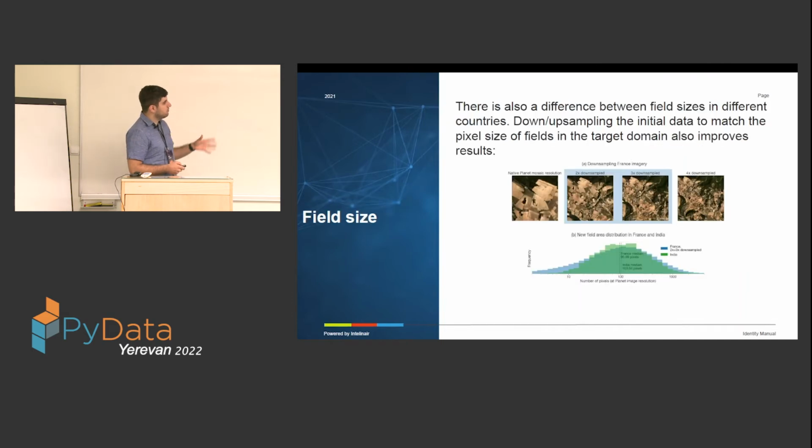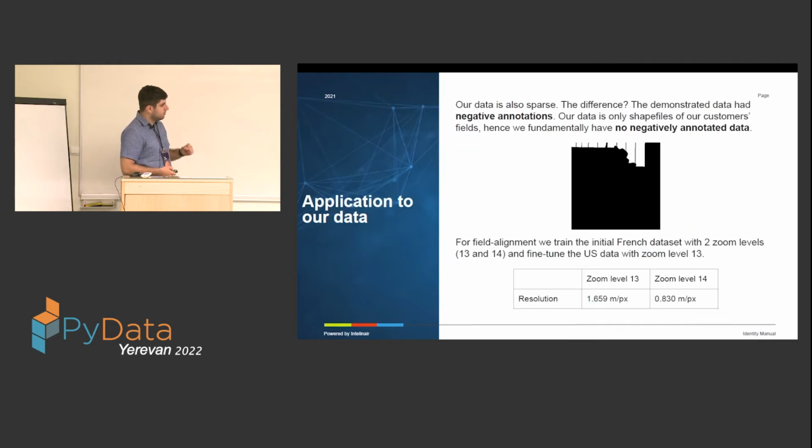And for the field size symmetry that they try to get, the same pixel size, we've done this as well. American fields are larger on average than French fields, and thus we have trained on the French dataset at a mix of Mapbox Zoom level 13 and Zoom level 14 resolutions. So Mapbox, as I said, has a number of different resolutions. They're just numbered. The resolutions we want are called Zoom level 13 and 14, and here are the resolutions. The first one is about 1.6 meters, and the other one is 0.8 meters.